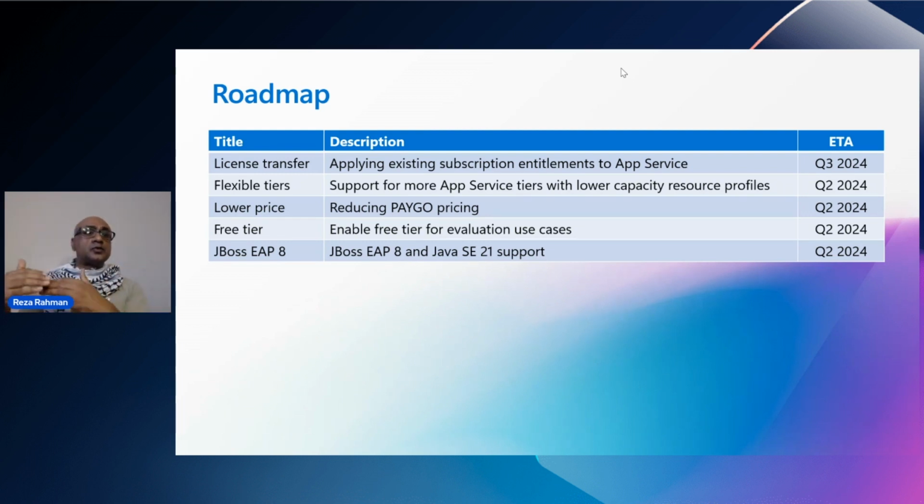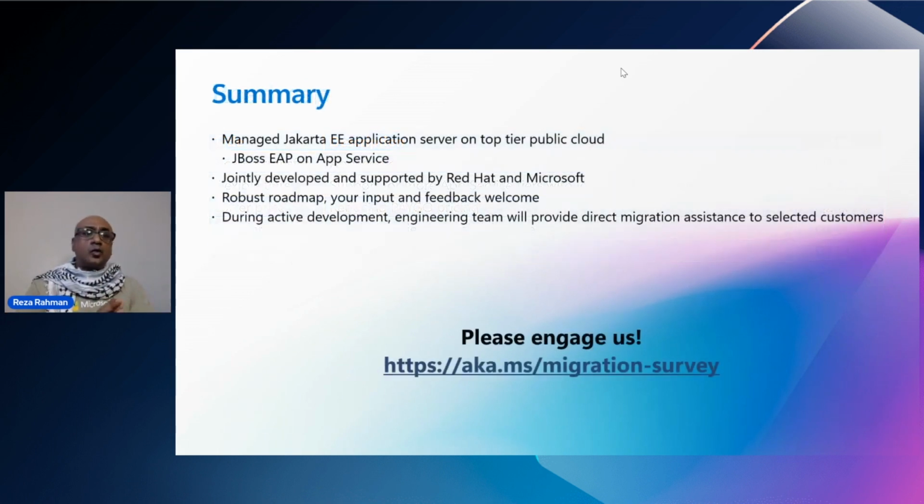Right now, App Service JBoss EAP is not enabled in the App Service free tier. We're working to enable that for you. And then finally, very soon, you may have known that JBoss EAP 8 is now available and it supports Jakarta EE 10. We are working to enable that on JBoss EAP and App Service. And similarly, in the future, we'll be enabling Java SE 17 along with that as well. Okay, so that's about all I really want to say.